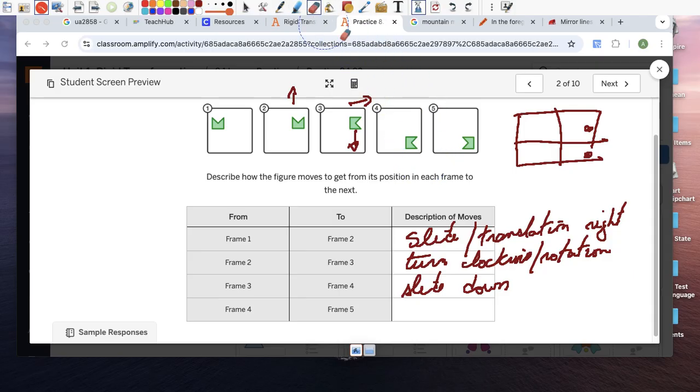Okay. And on the last one here, notice that Pac-Man is facing this way. Now Pac-Man is facing this way. He's still at the bottom right-hand corner. So this one, we can say that he just, what's the word I'm looking for? Reflection. Okay, flipped.